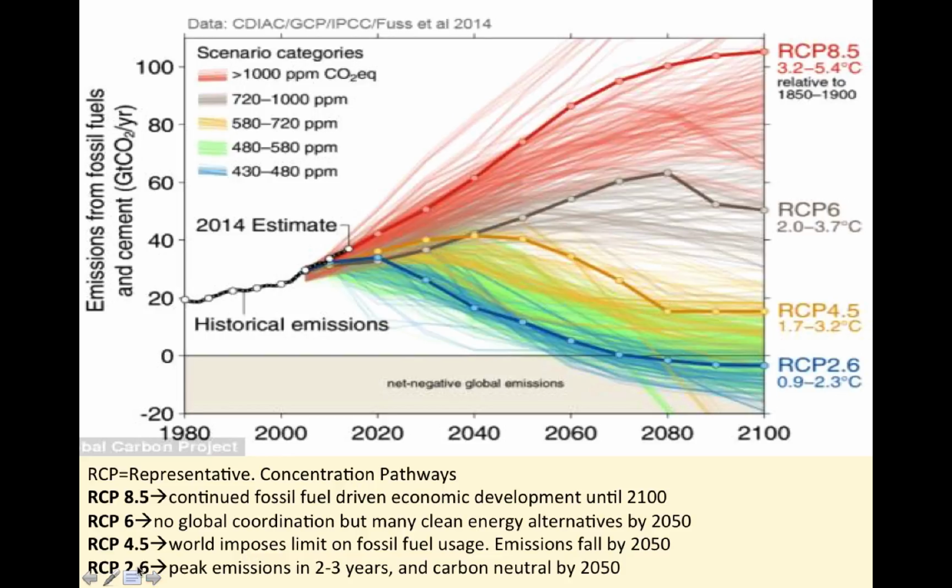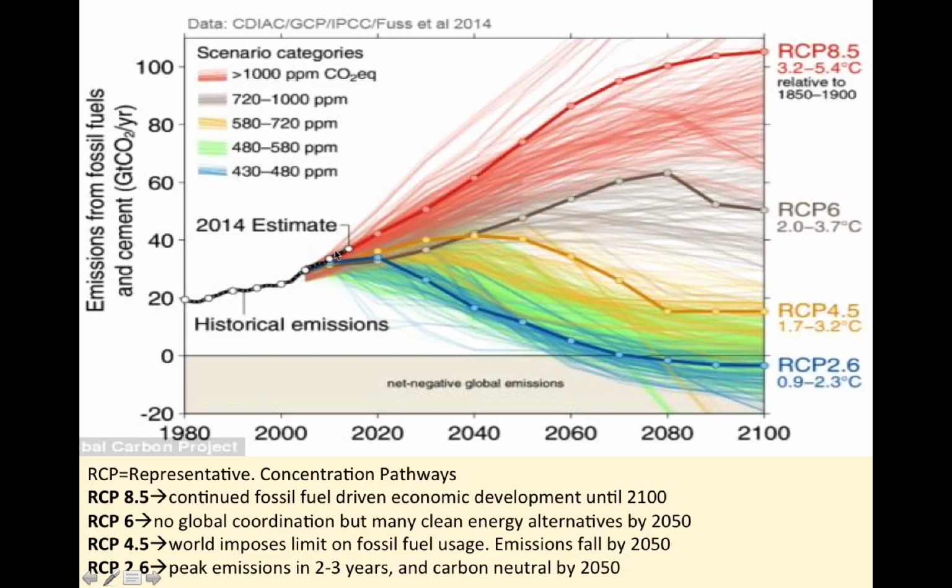Now you have the RCP 2.6, which was a very optimistic viewpoint. Peak emissions in 2 to 3 years from that 2007 report, and then carbon neutral by 2050. So that would take emissions down relatively quickly, getting you across the boundary here where you have negative emissions, meaning you're scrubbing out more CO2 artificially or by planting more trees or something like that than you're emitting. So a very optimistic scenario.